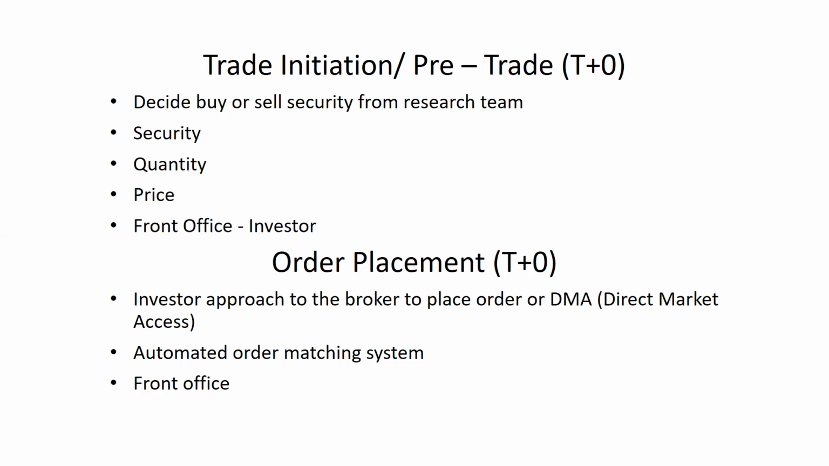The next one is order placement, which is also on T+0. Here the investor, once he understands the security, goes to the broker and places an order. The investor might give a call to the broker, then the dealer can place the request, or if the broker has given access to the investor, he can have direct market access and place an order himself. This is the order placement stage. And here, through the automated order matching system, the trade gets executed. This is also front office.